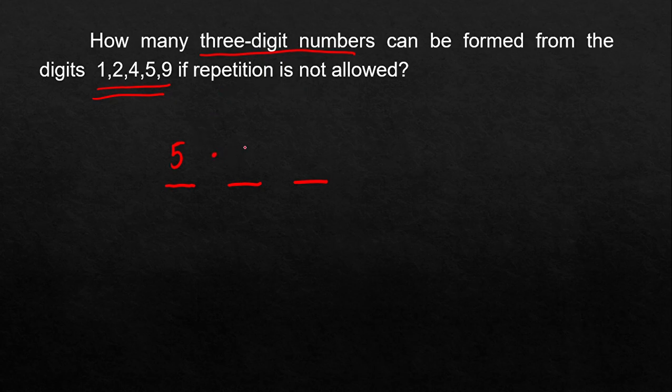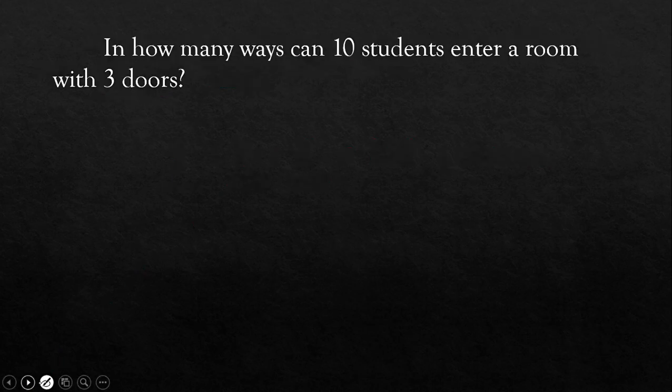So 5 times 5 times 5. For the first digit, we have 5 choices from 1, 2, 4, 5, 9. For the second digit, repetition is allowed, so we also have 5 choices. For the third digit, repetition is allowed, so you also have 5 choices. That is 5 cubed, 5 times 5 times 5, which is 125 outcomes. Correct.